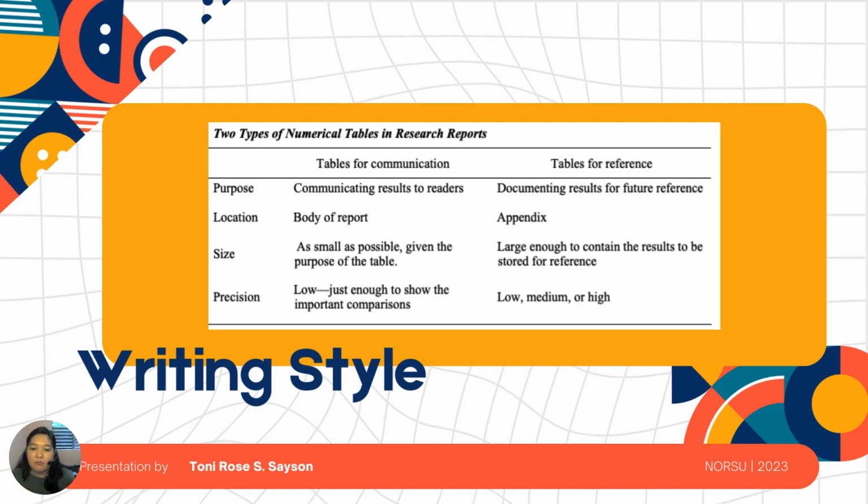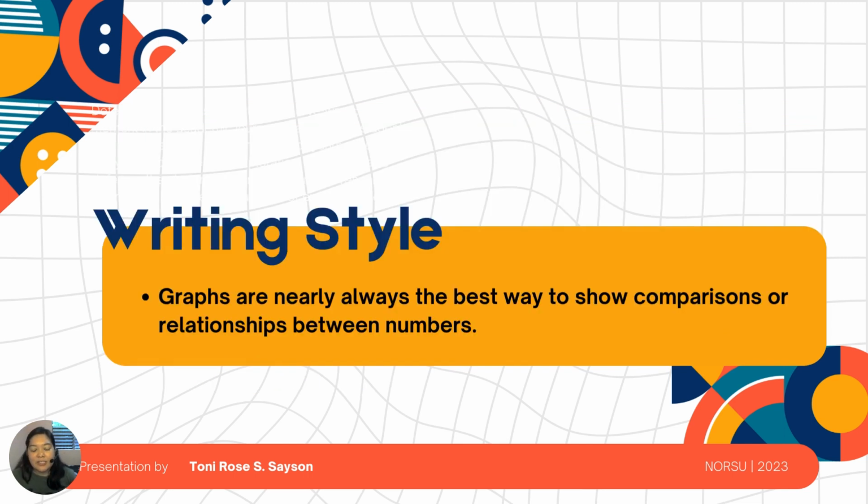There are also a lot of other purposes. For example, this one is more on tables, because then you are clearly communicating what needs to be presented. Now, for writing styles, I've mentioned that graphs are the best way to show comparisons and relationships.